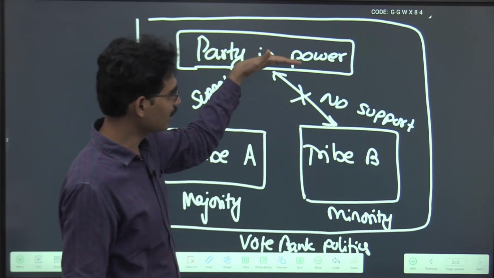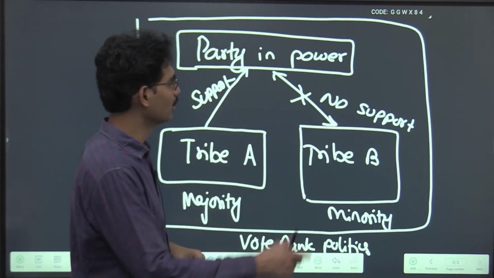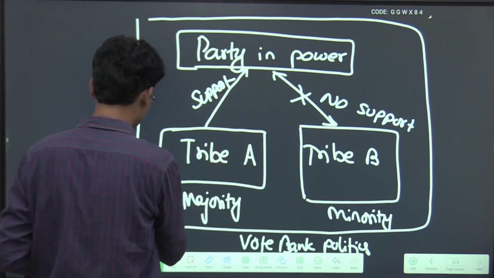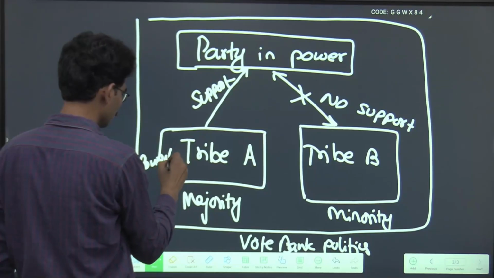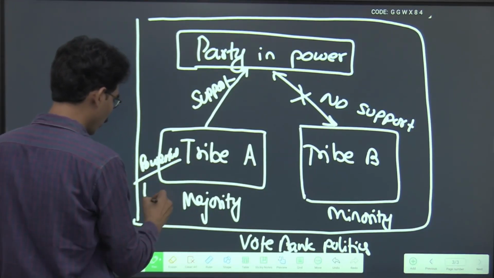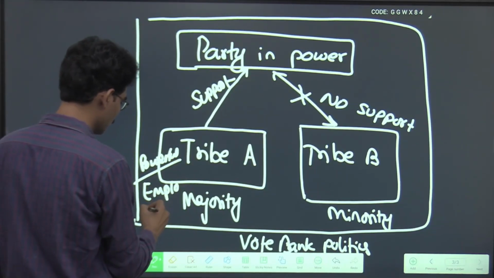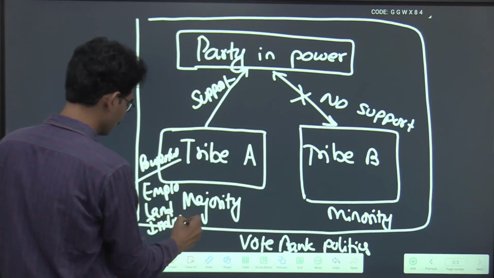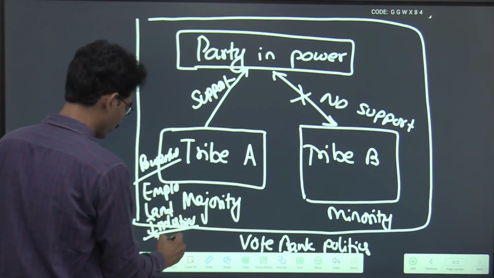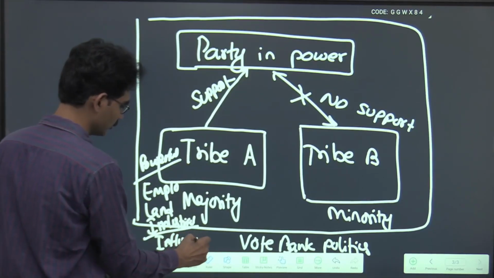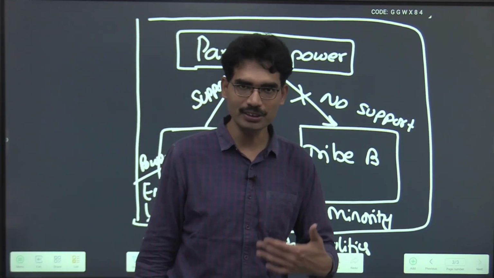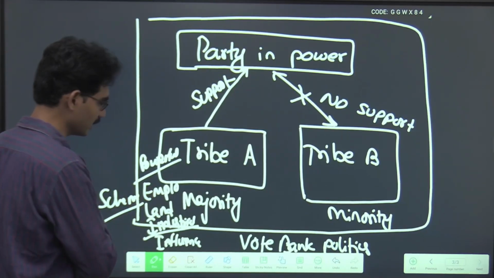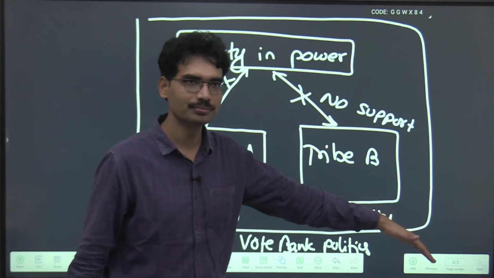But if this party comes to power, this tribe becomes more powerful. They want more employment, more land resources, industrial permissions, and influence in society. When it comes to scheme beneficiaries, this tribe will take the larger number of beneficiaries. Then what about the other group?